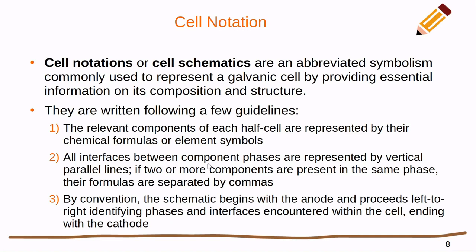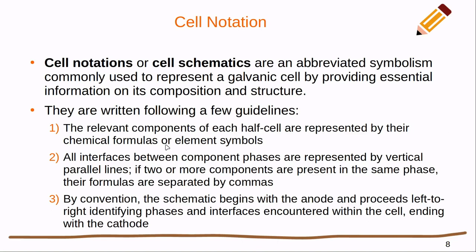All interfaces between component phases are represented by a vertical parallel line. Okay, so if I go from, say, the aqueous phase to the solid phase, I'm going to have a vertical line there. If two or more components are present in the same phase, their formulas are separated by commas. All right, so I have two different species, but they're in the same phase. Maybe they're both aqueous or they're both gases. I'm going to put a comma there instead of a vertical line.